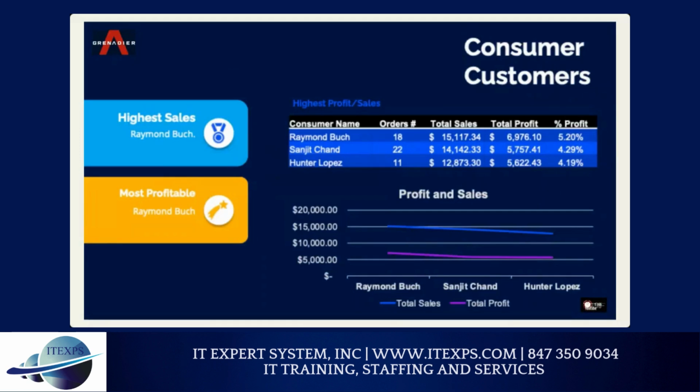Then we start looking at consumer customers. At consumer customers, there is a consumer named Raymond Butch who leads not only in sales, but also in profit. He gets it in both areas there. And he is followed behind by Sanjeet. And notice that Sanjeet, though he had more orders, Raymond still had more sales and he made more profit. So that's just a deep dive into consumer customers.